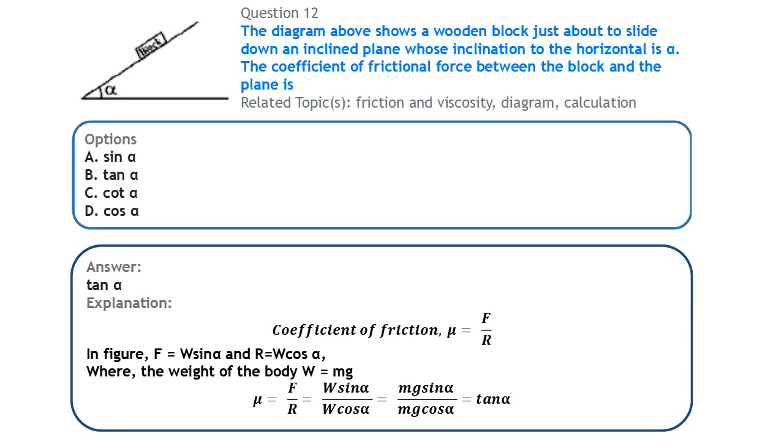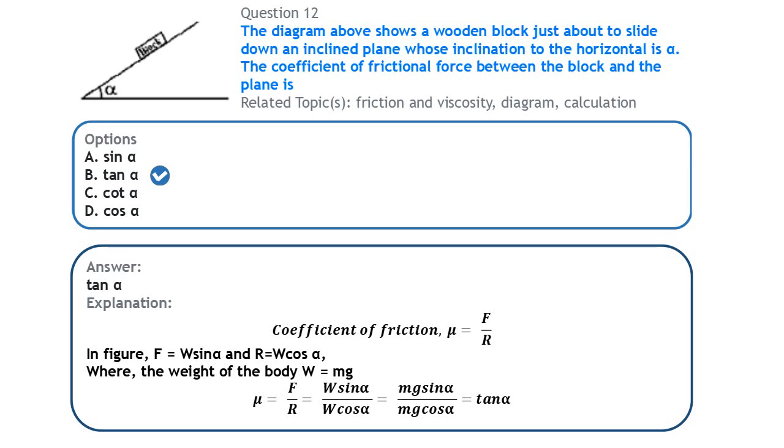Next, the diagram above shows a wooden block just about to slide down an inclined plane, whose inclination to the horizontal is alpha. The coefficient of frictional force between the block and the plane, the coefficient of friction, is represented by this symbol here, mu, which is equal to the frictional force over the normal reaction. Now, for this body here, the frictional force F is equal to W sine theta, the frictional force holding back the body, while the normal reaction of this block on this surface is W cos theta, or alpha. I'm using alpha here because alpha is the angle of inclination there.